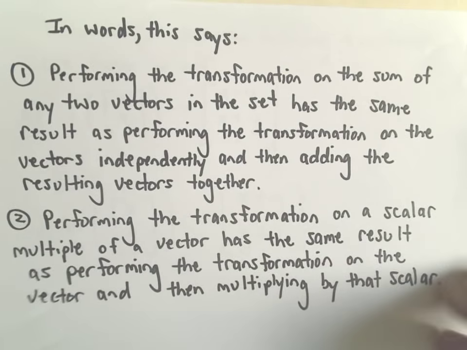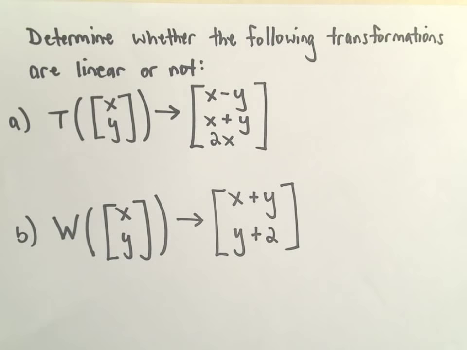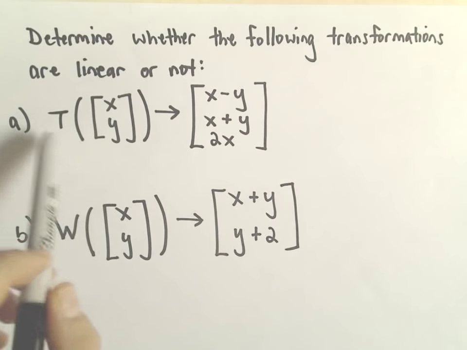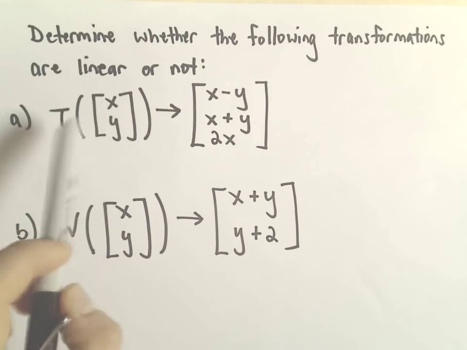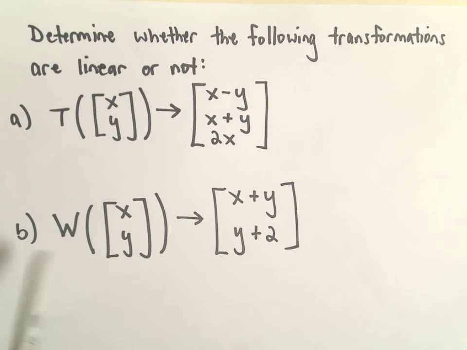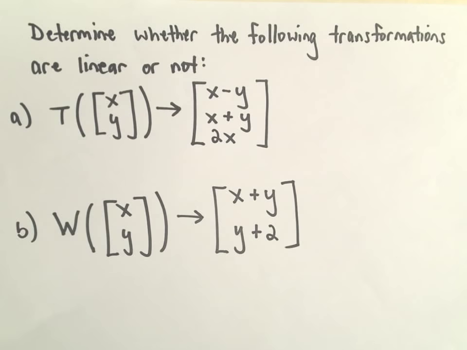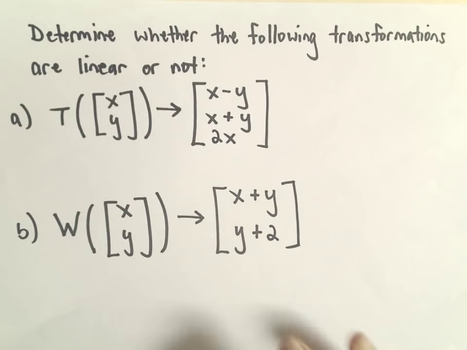So let's look at a couple examples here. We're going to determine whether or not these transformations are linear or not. Notice in part A, we take a transformation from a vector in R2, and it actually maps it into R3. Part B, we've got a vector that starts in R2 and, again, stays in R2. But you can create any old rule that you want, and vectors can go wherever you want them to go. A transformation doesn't have to be linear, and that's what we want to figure out.